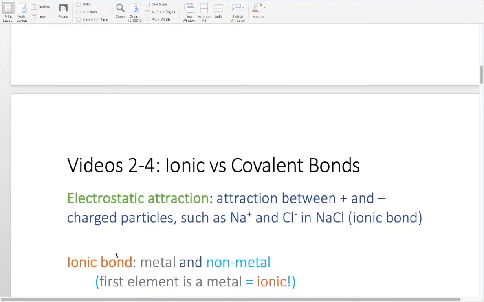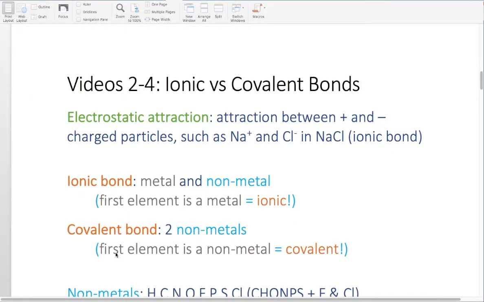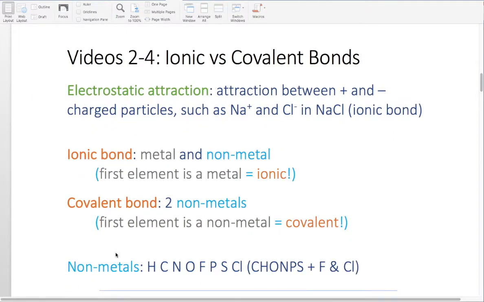For the second, third, and fourth videos, there are 3 different videos about ionic versus covalent bonds. So the most important things you need to know from those are electrostatic attraction is the name of the force that holds any positive and negatively charged particles together. And that's the force that holds, for example, positively charged sodium and negatively charged chlorine ions together in sodium chloride, which is an example of an ionic bond.